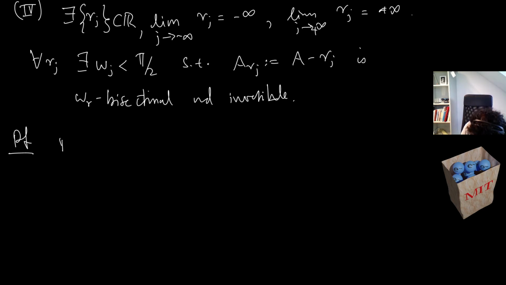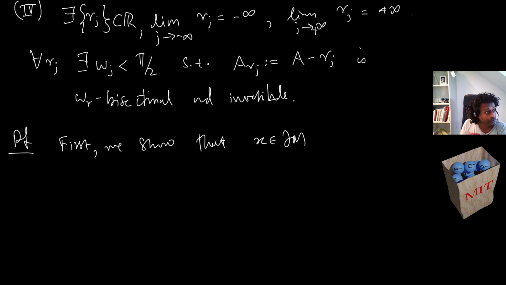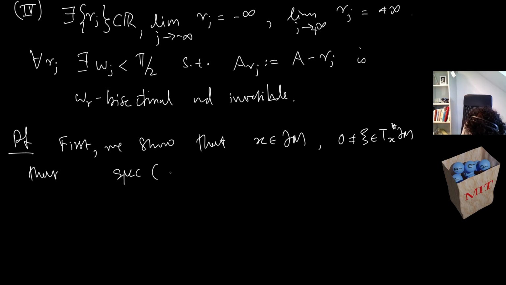Okay, so first we show that whenever we take some point x on the boundary and some non-zero covector psi at x, the spectrum of the endomorphism, right? So this is sigma_A(x, psi), intersect R is empty.